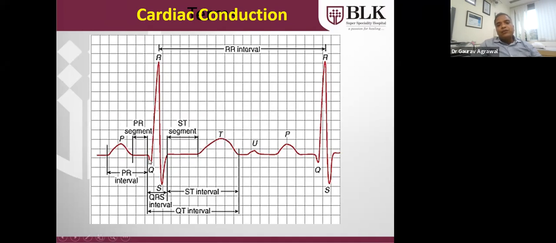From the start of P to the start of QRS is the PR interval. Another entity is the PR segment. The PR segment is different because it runs from the end of the P wave to the start of QRS. Similarly, QRS duration is from the start of Q wave to the end of S wave. QT interval is from the start of Q wave to the end of T wave. Because we generally measure the PR interval and QT interval in every ECG, these intervals are important. And between one R wave to the next R wave is the RR interval. This generally corresponds with the heart rate.